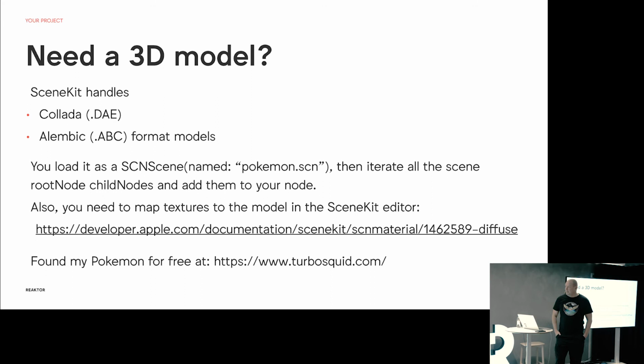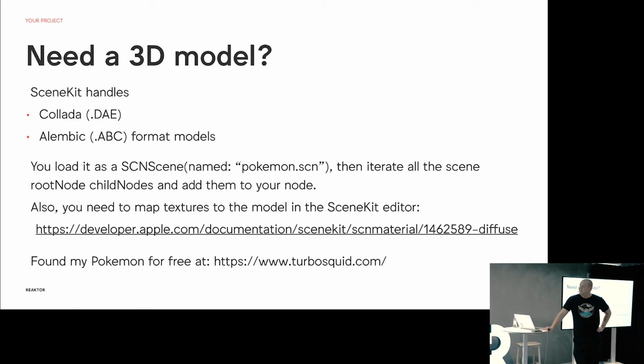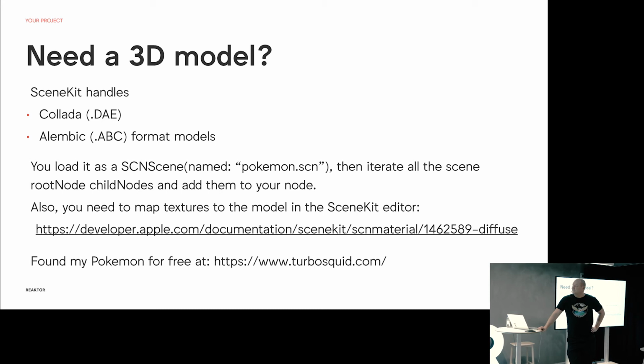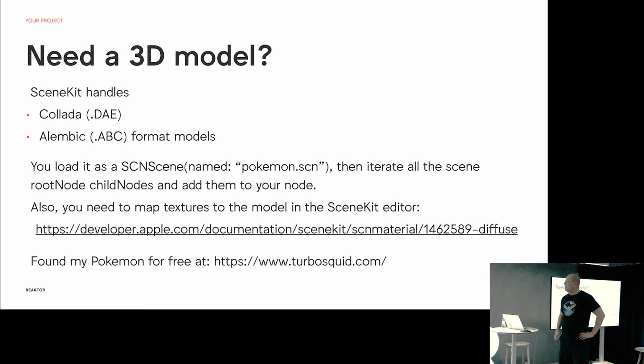Then if you need a 3D model file, which in my case, I'm not any good at 3D modeling or anything, so I needed to get my Pokemon from somewhere. I just used this Turbo Squid site. And SceneKit is able to handle these Collada and Alembic format models. So you just filter that I need a Collada or Alembic model and I don't want to pay anything for it, and then get some results and download the appropriate file.